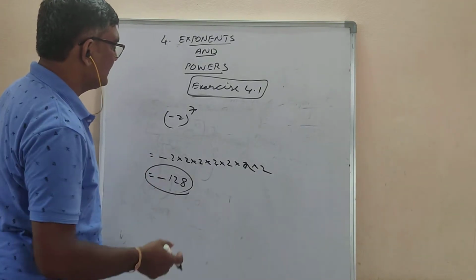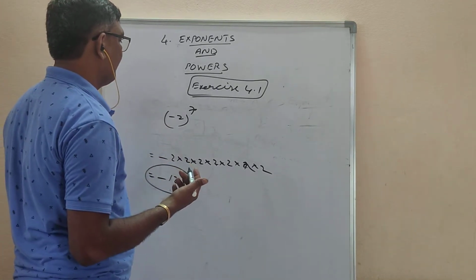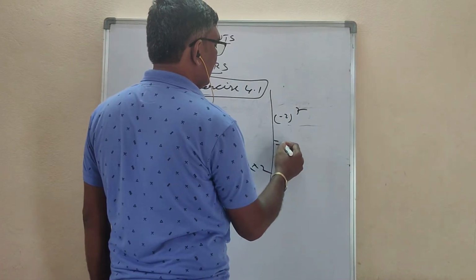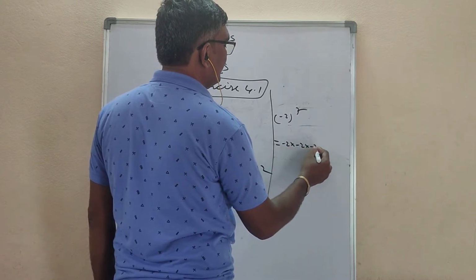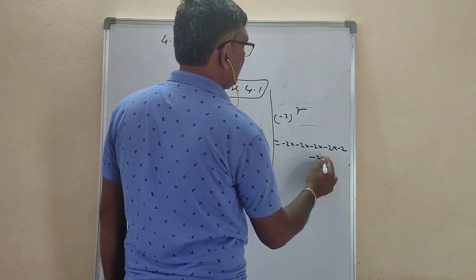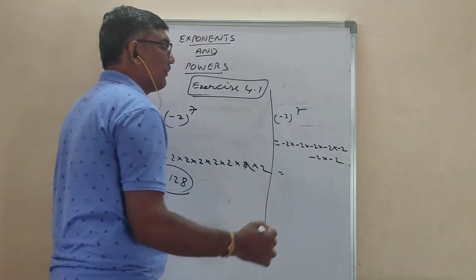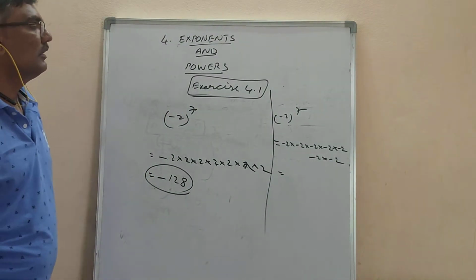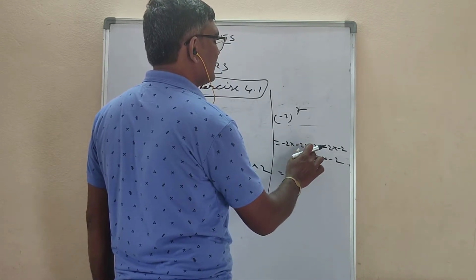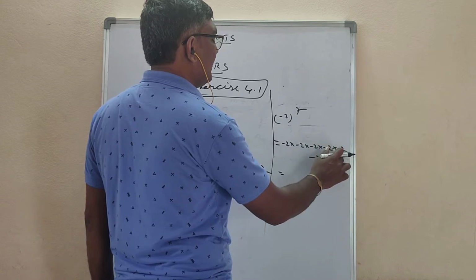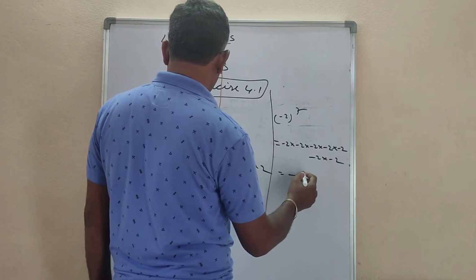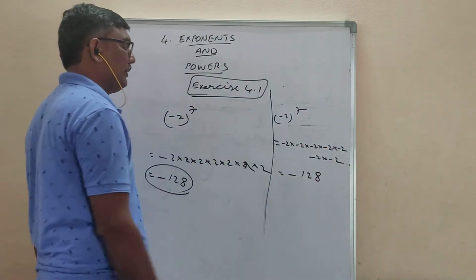This is the answer. And some teachers, how will they say? Some teachers say minus 2 whole power 7, okay. They will write minus 2 into minus 2 into minus 2 into minus 2 into, 1, 2, 3, 4, 5, 6 and 7, 7 times. Then they will multiply: minus into minus is plus, plus into minus is minus, minus into minus is plus, plus into minus is minus, minus into minus is plus, plus into minus is minus. And here it is 128. 2, 2, 2 they will multiply.